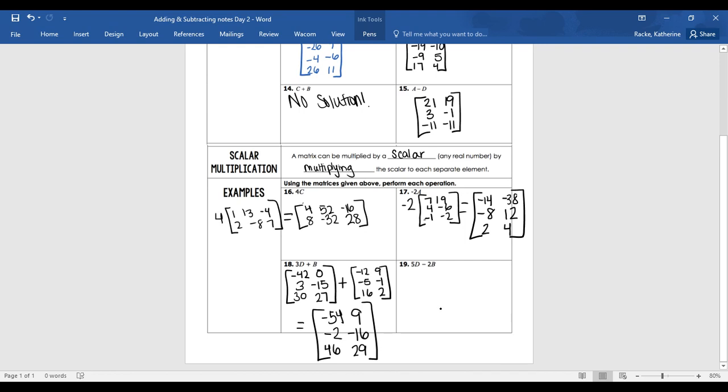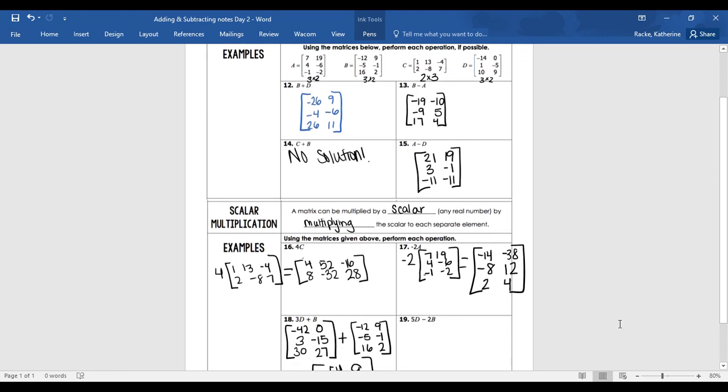All right, 19. So 5D minus 2B. Let's do our 5D first. Okay, so 5 times negative 14 gives us a negative 70. 5 times 0 gives me 0. 1 times 5 gives me 5. Negative 5 times 5 gives me negative 25. And 5 times 10 gives me 50. And 5 times 9 gives me 45. So that's what 5D equals.